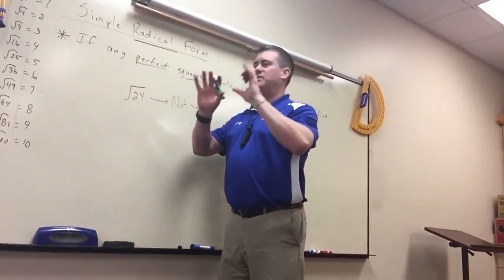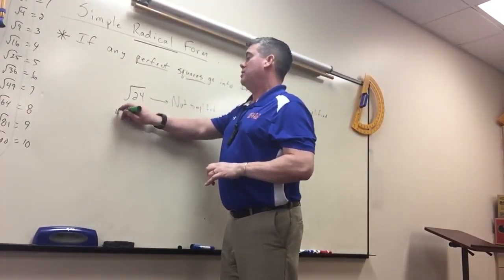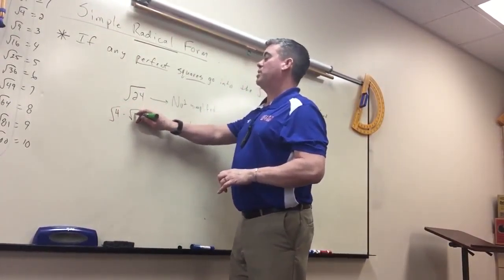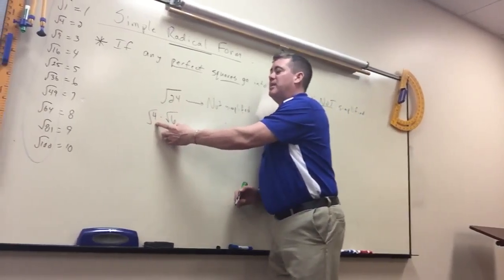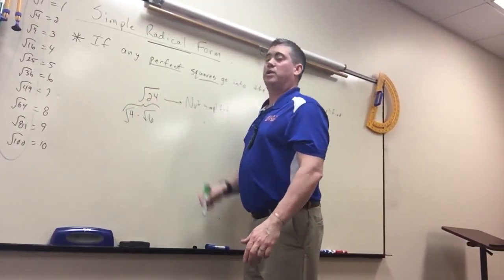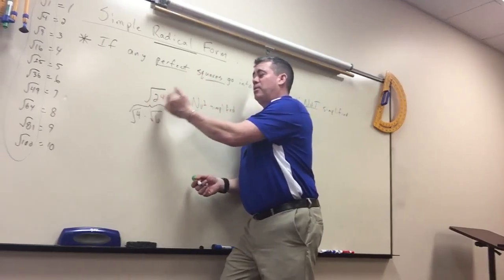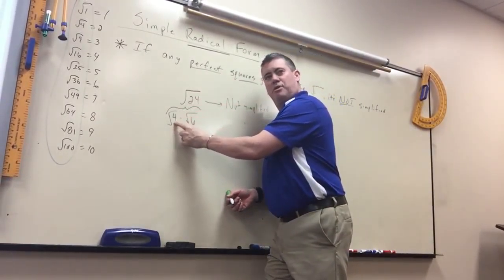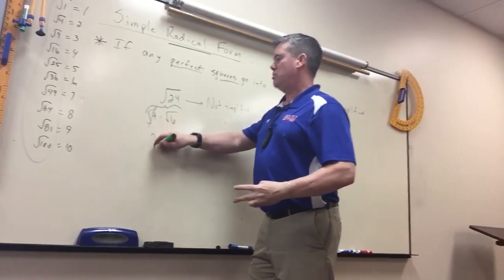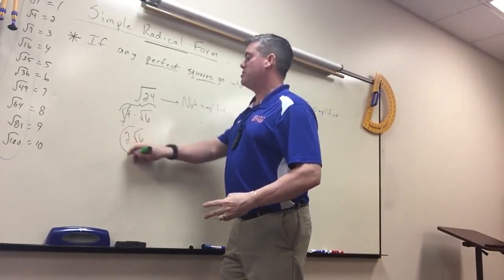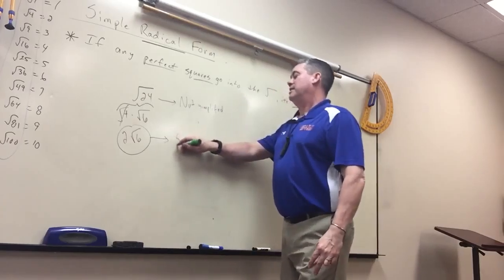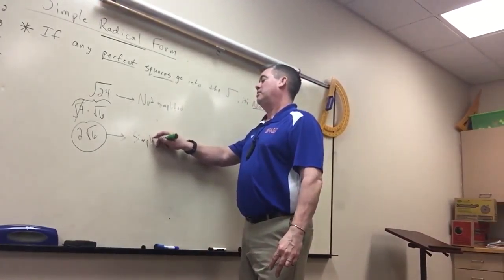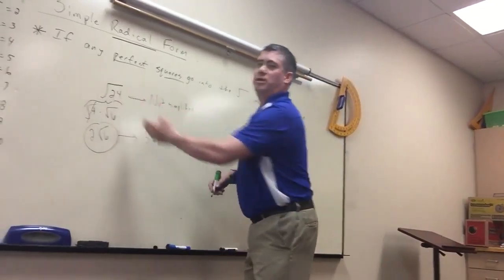We just write this as the square root of 4 times the square root of 6, which is exactly the same as the square root of 24. Now here's where the simplifying part goes. What is the square root of 4? 2. 2 times the square root of 6 is the simplified radical of the square root of 24.